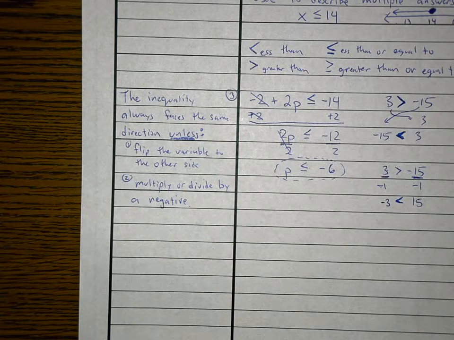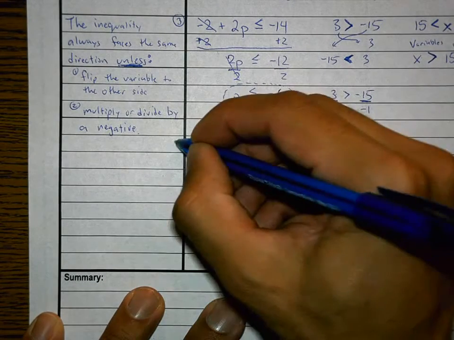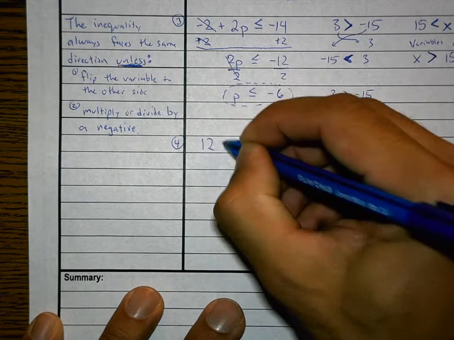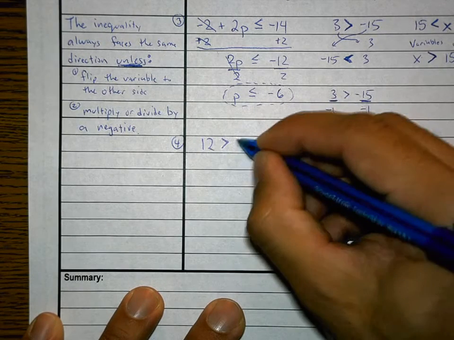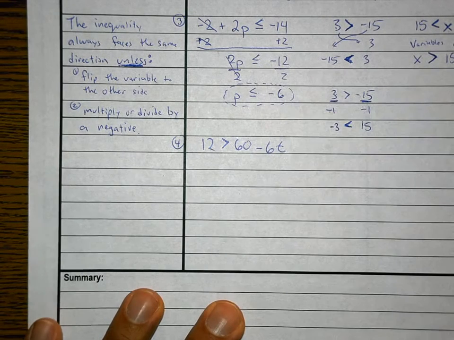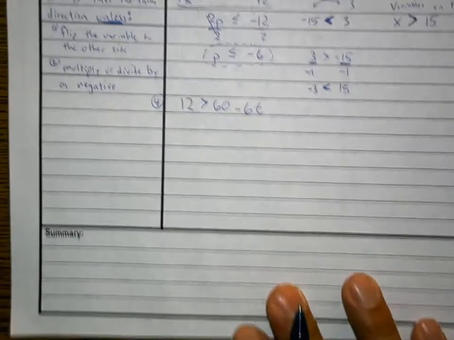I'll show you what I mean. Let's do example number 8. Example number 4. I lied. 4. 12 is greater than 60 minus 6t. Let me scooch this up a little more on the screen.